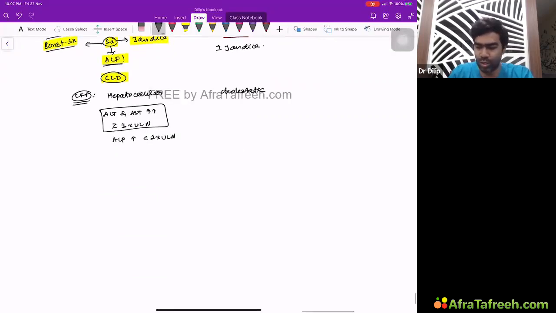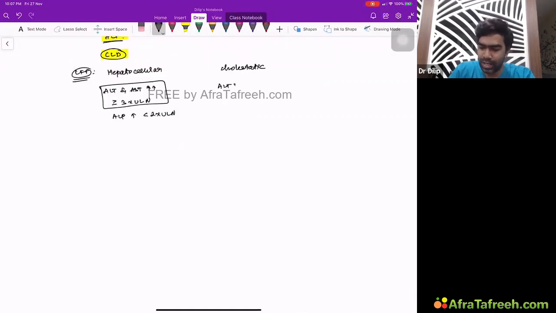LFT will typically show a cholestatic pattern, which means ALT and AST can be elevated, but typically it will be less than 3 times the upper limit of normal. But ALP elevation is very characteristic. It will be more than 2 times the upper limit of normal. So this is a typical cholestatic pattern. That's how they're going to present. Bilirubin increases variably. If the bilirubin is increased, it will typically be direct bilirubin here.